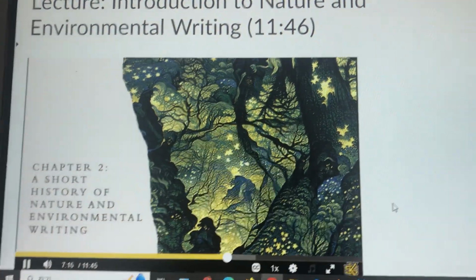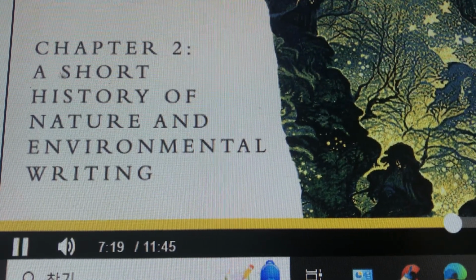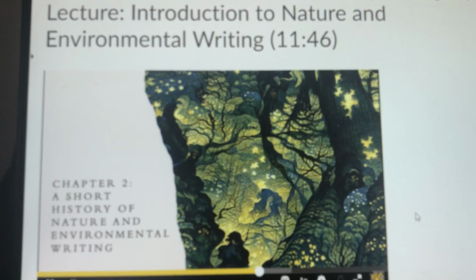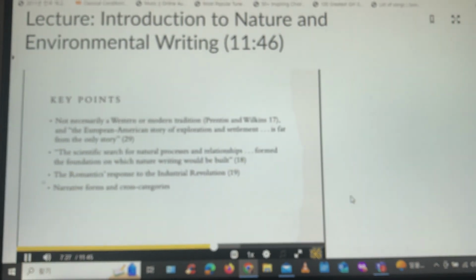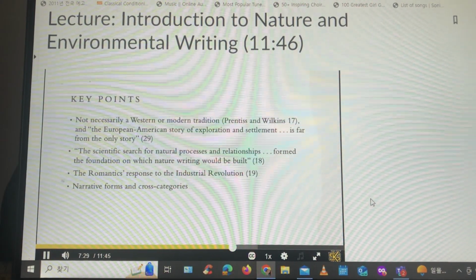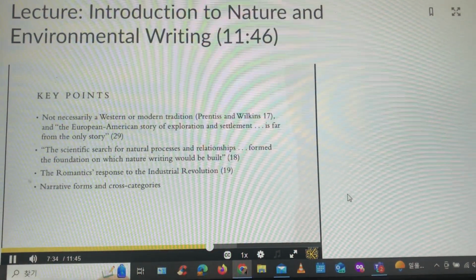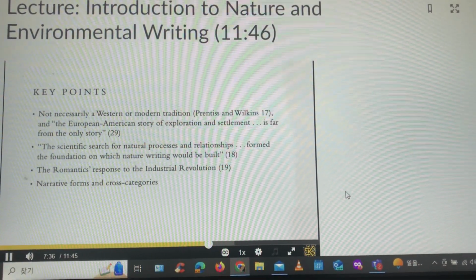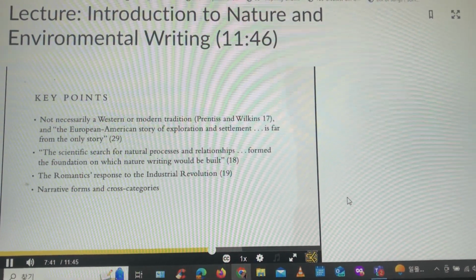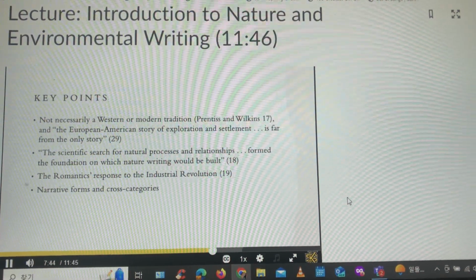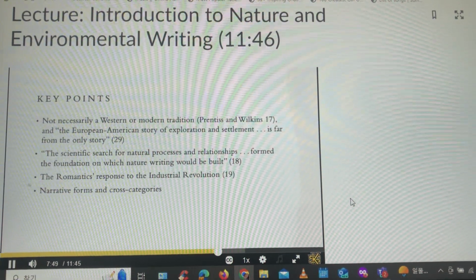With the foundational concepts and definitions from Chapter 1 in mind, let's turn to Chapter 2, A Short History of Nature and Environmental Writing. I want to point out a few key takeaways from this chapter. First, while we'll focus on English language, nature, and environmental writing from the U.S. this semester, as explained on page 17, you could make a strong argument that nature writing actually begins before the written word, with the creation stories and myths and tales of Aboriginal peoples across the globe.